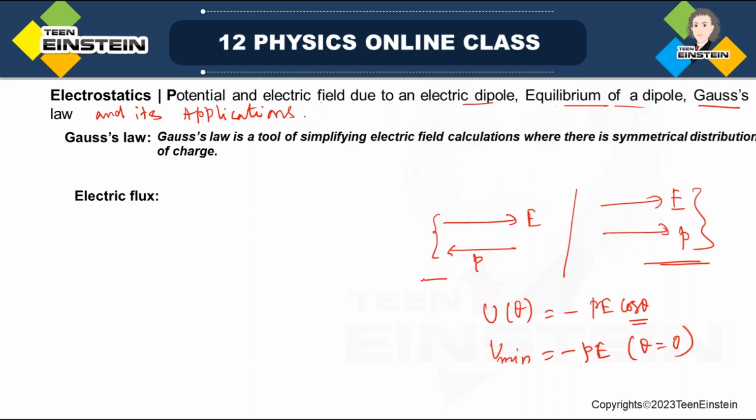In this case, the torque acting on this dipole due to this electric field is not restoring type. In the other case, the torque is restoring type. It acts in the opposite direction. So this is the fundamental idea about the equilibrium of a dipole.